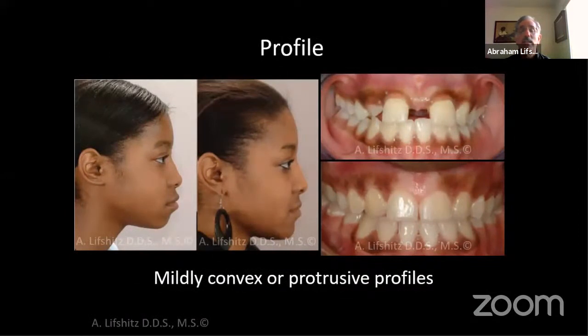Also, we have to take a look at the profile. So mildly convex or protrusive lips are a good indication for canine substitution, meaning that we can extract two teeth in the lower arch, retract and upright the lower incisors, and then with a class 1 molar have canine substitution as we did on this case.